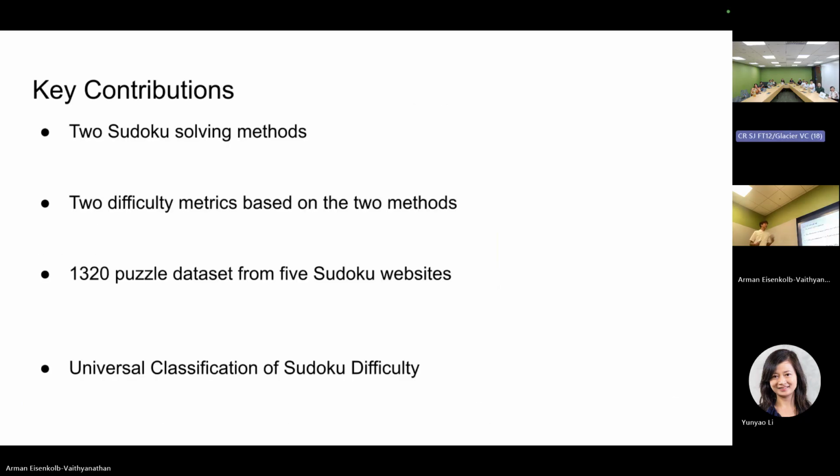Before I take any questions, I'd like to summarize the key contributions of this study. The first is 2 Sudoku solving methods, which can both solve every Sudoku puzzle. From these 2 methods, we derive 2 metrics that allow us to characterize Sudoku difficulty in Sudoku websites. I hope to make the Sudoku puzzle dataset public in the future, and from my knowledge, it would be the largest public Sudoku dataset. And finally, I create a universal classification of Sudoku difficulty, which allows us to compare Sudoku difficulty across websites. Thank you for listening.